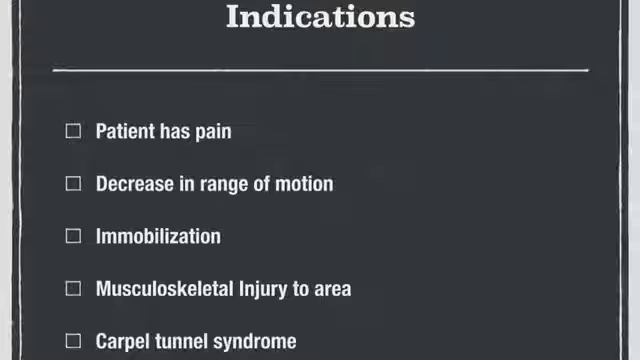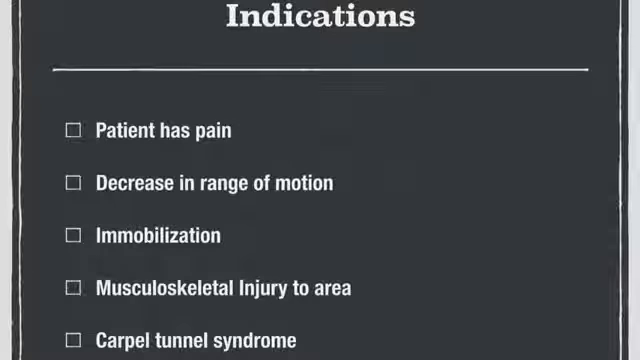Indications for wrist extension include when a patient has generalized pain to the area, a decrease in range of motion following a period of immobilization, or also following a musculoskeletal injury. It is important to test wrist extension when a patient is citing carpal tunnel-like syndromes, because that is an indicator that they are affected anteriorly and restricted in the carpal tunnel of the wrist.